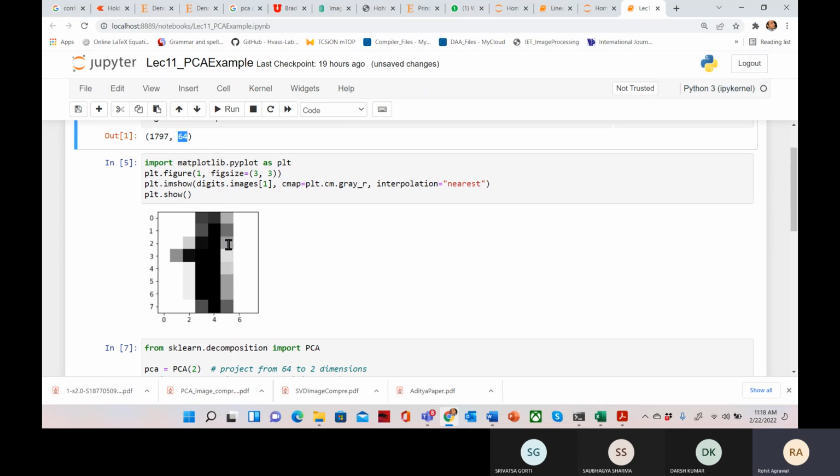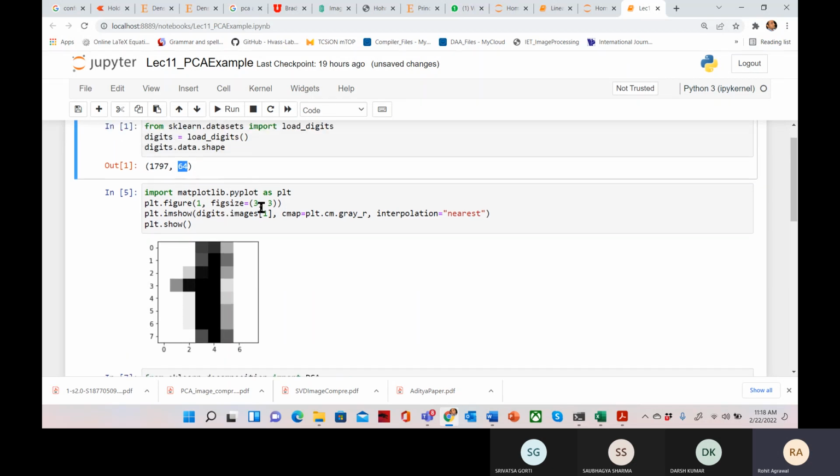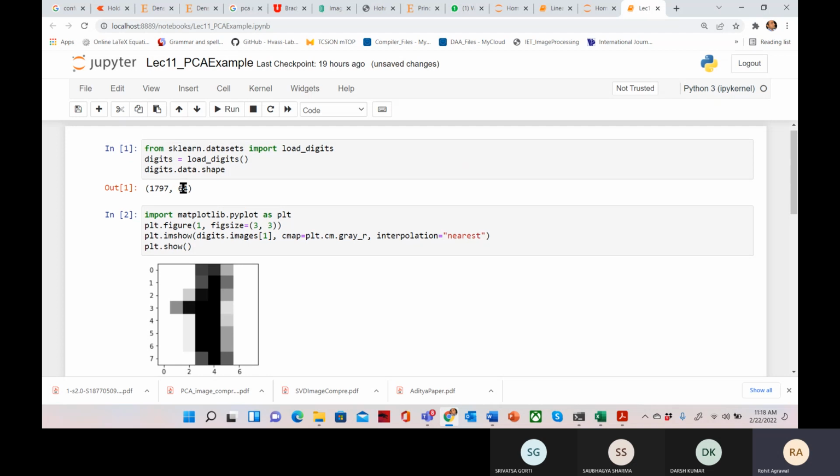Digits dot images: I'm just plotting one image here. It is just a handwritten digit, it is one. In this data set we have 64 features. Can you visualize these features? I think it is very difficult to visualize.